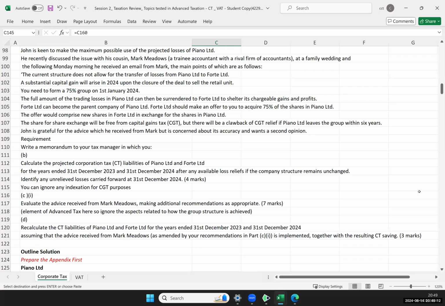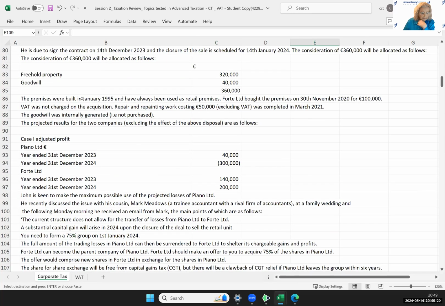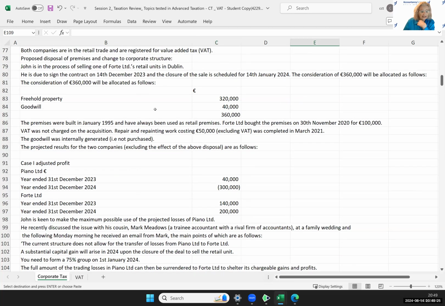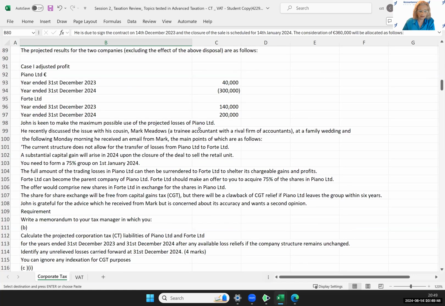Yeah, don't sign until 2024. So when are you planning on signing the deal? You're planning on signing it on the 14th of December. Sure, it's Christmas, and with the Christmas parties, you won't even notice that you haven't signed the contract. Sign it on the 1st of January, and now your disposal happens in 2024. Happy days. The gain will now be in 2024, and we'll be able to use the losses against the tax liability arising on that gain. Okay.